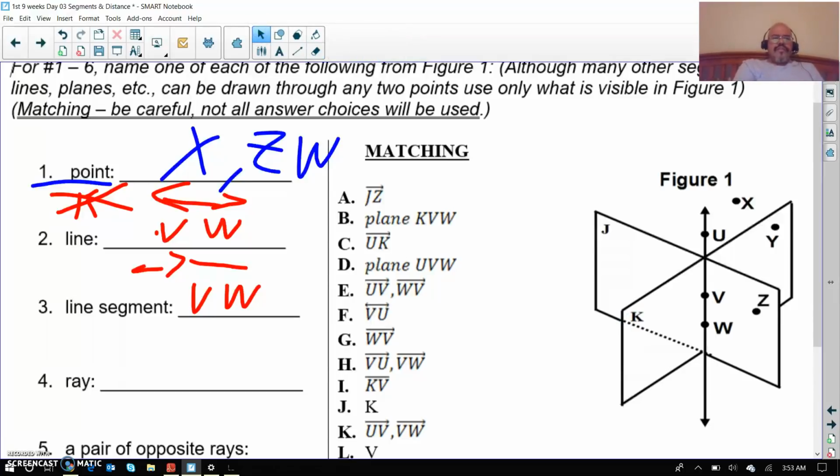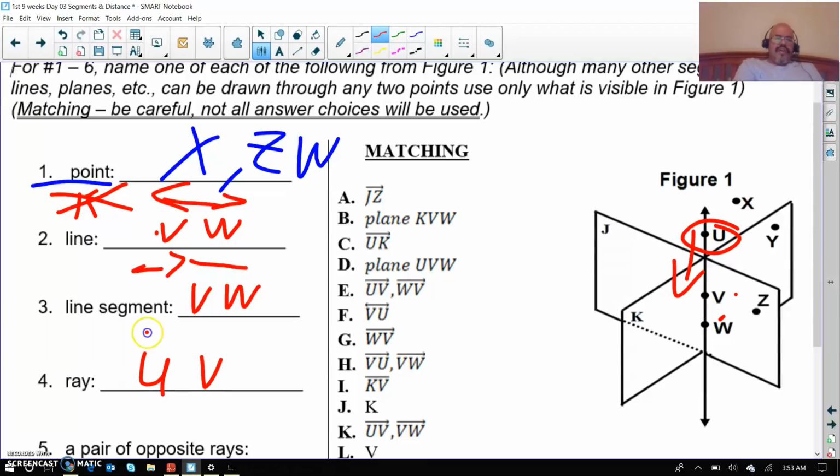Okay, so first we look at the ray. We just need to pick a point to start from. So I'm going to pick this point, U, and then we have to pick a direction. Since I picked that one as an endpoint, there's only one direction we can go, this way. So we need to pick V or W for that. So U, V, and we use the symbol for ray. That's the symbol for ray.